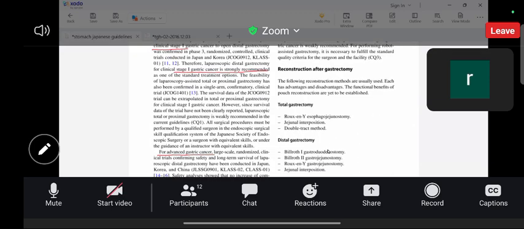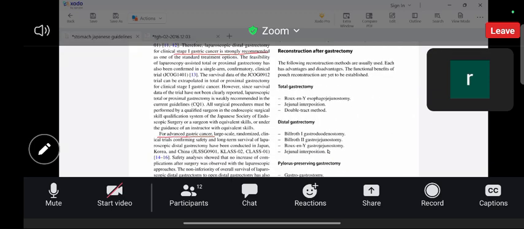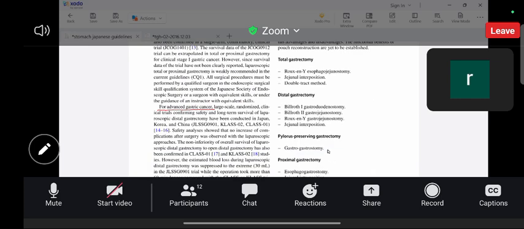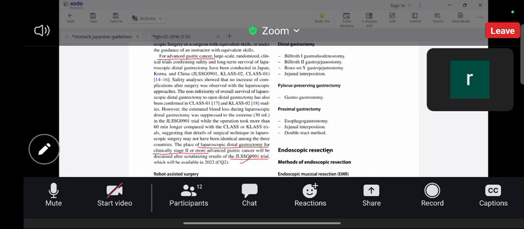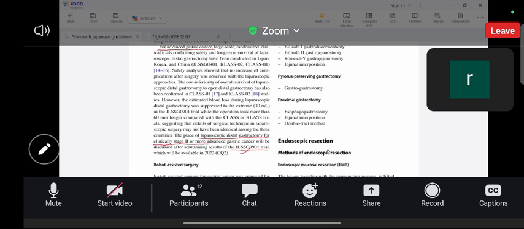Then reconstructions, as we all know, after total gastrectomy: Roux-en-Y, EJ, jejunal interposition, double tract. After distal gastrectomy: Billroth 1-2, Roux-en-Y, pylorus preserving gastrostomy. For proximal, we do esophagogastrostomy, jejunal interposition, and all. Endoscopic resection, I will discuss next time. Thank you.